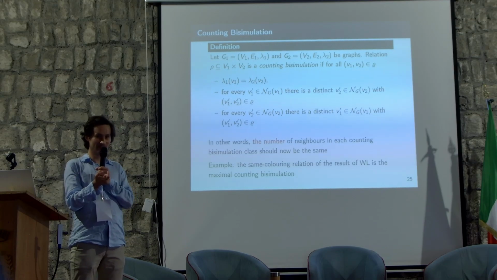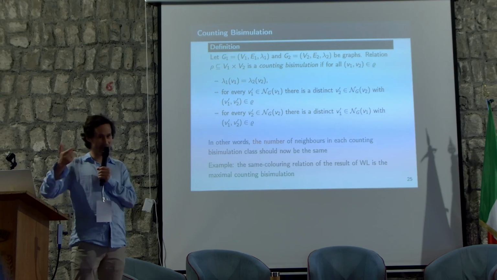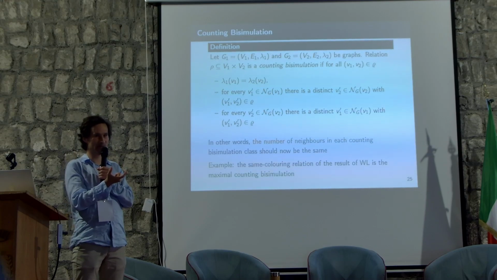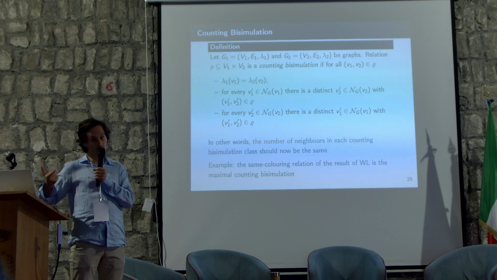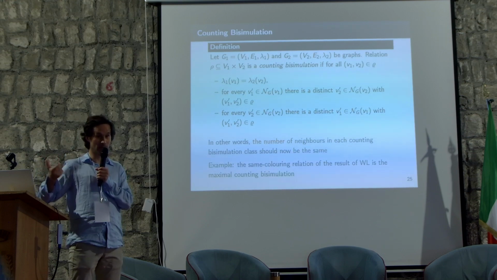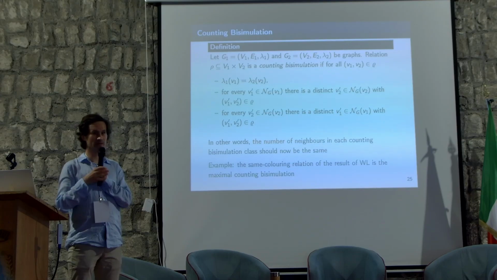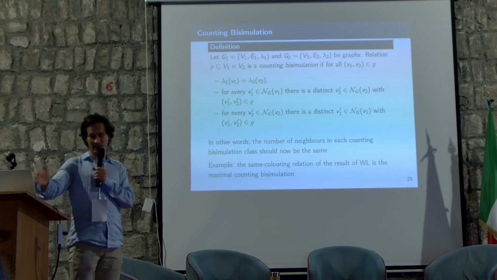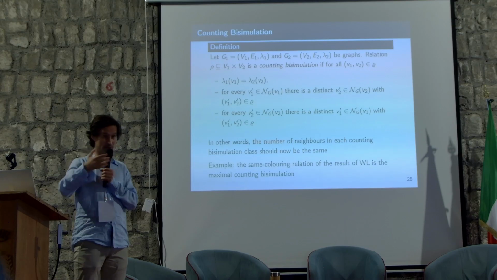So if we have two neighbors, maybe even bisimilar between themselves, but it doesn't matter, then there should be two on the other side as well. If we have three here, we should have three there. This is counting bisimulation. It's actually a stronger notion: each counting bisimulation is a bisimulation, but not the other way around, of course.